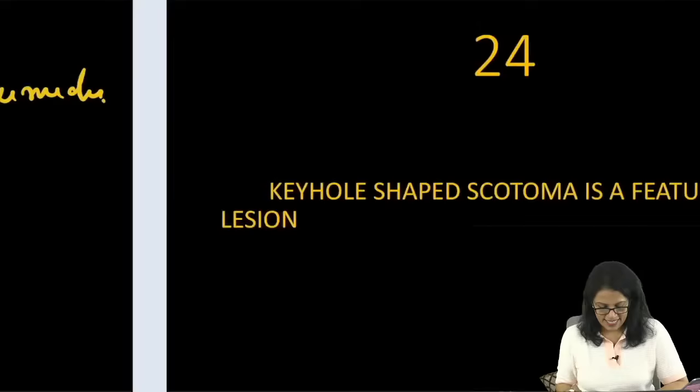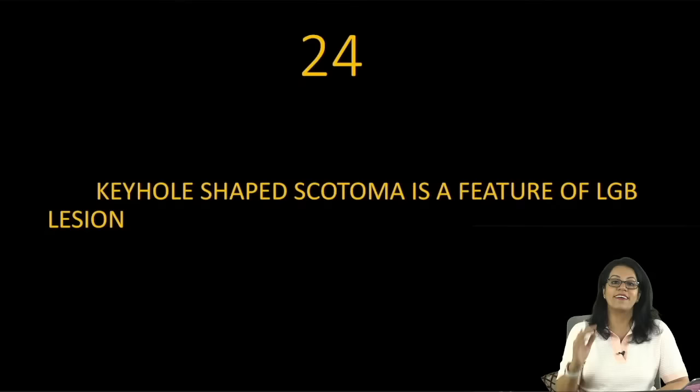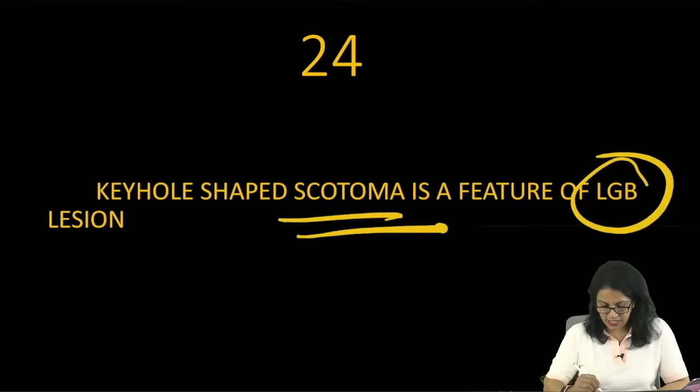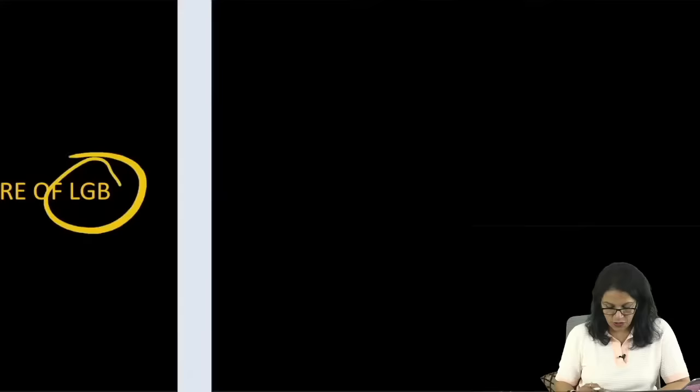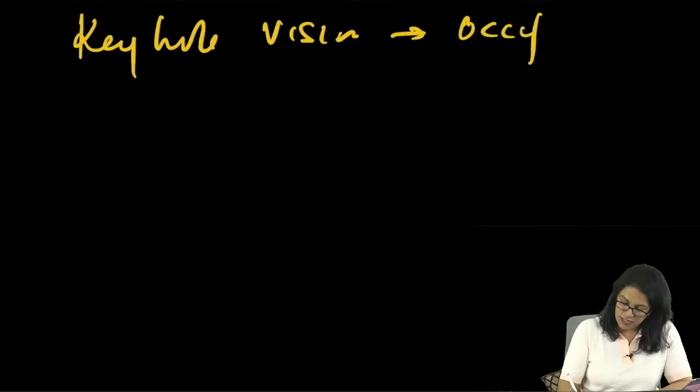Okay, next point. Keyhole shaped scotoma. Scotoma, we have learned this in previous sessions. If I talk about keyhole scotoma, it is a feature of lateral geniculate body lesion. Right? So, you will remember this keyhole shaped scotoma. It is a feature of LGB. And when I say keyhole vision, then you will say occipital lobe lesion. We will not forget this. Again, it's an AIIMS question only. Occipital lobe lesion.